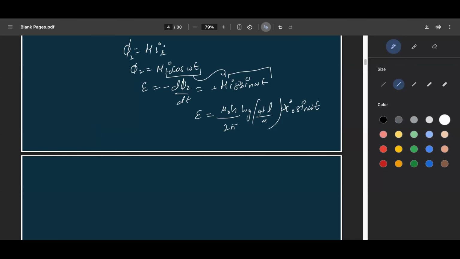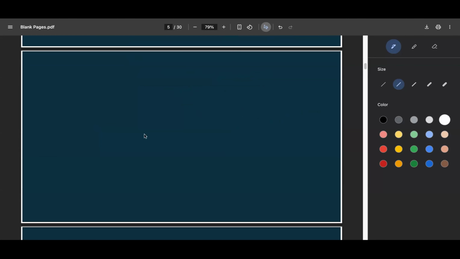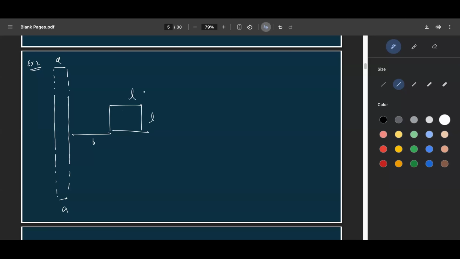Now let's go to a bigger picture. You have an infinite length question. You can take it as an example too. The length is infinite, but the breadth has a constant value, that is a. From here, at some distance b, we are going to have another loop. Let's call this a square loop, with L and L length.